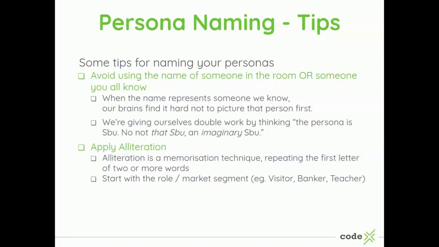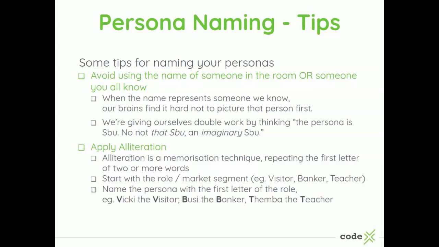So let's say when you're naming your persona, you'll start with the role and then the market segment. So market segments would be something like a visitor, banker, or teacher. When you name those personas, try to use the first letter. So like Vicky the visitor, Lucy the banker, Timber the teacher. So try to apply alliteration when naming your personas. Unless your persona is an actual customer, then you are more than welcome to use the real customer's name.